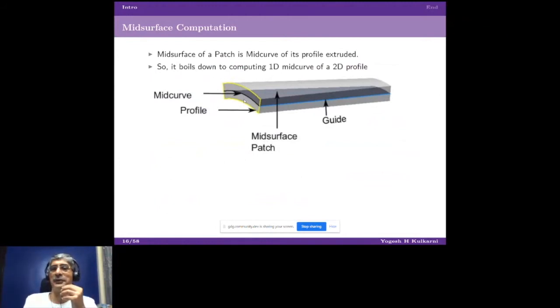So I'm trying to simplify the problem. The original problem was, given a 3D solid like this, how to compute a middle surface. Now we have reduced it. Because it is a sweep operation, given a yellow profile like this, how to compute the mid-curve. Isn't it equivalent? Because both are extruded or swept. So the problem is coming from 3D to 2D, from solid to surface to a curve problem. A closed curve, almost like a polygon or a profile: how to compute a curve in the middle. So this is a mid-curve. So we have simplified the problem.